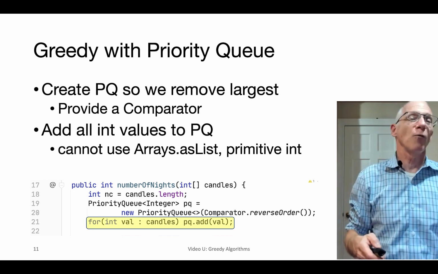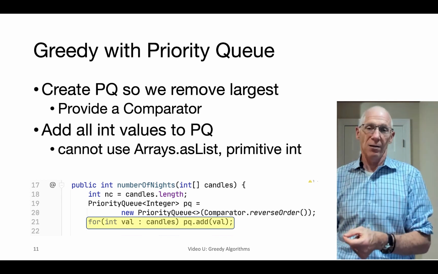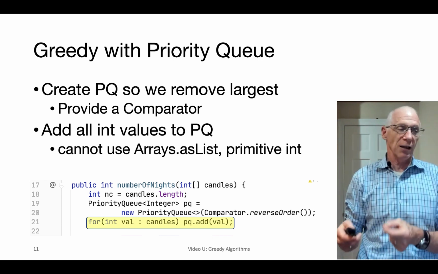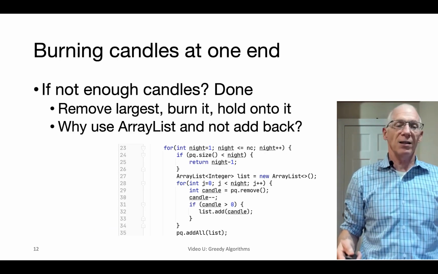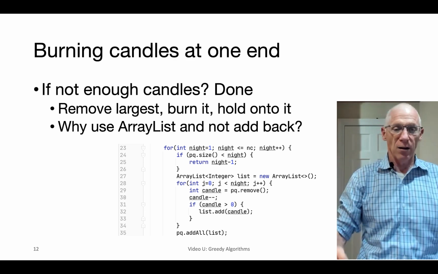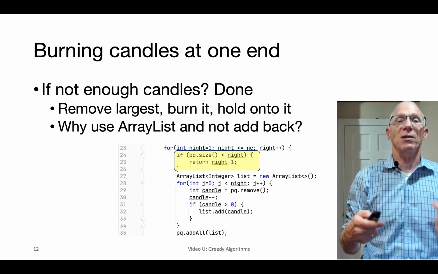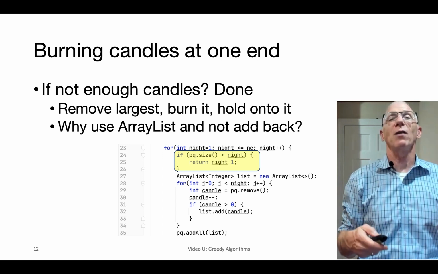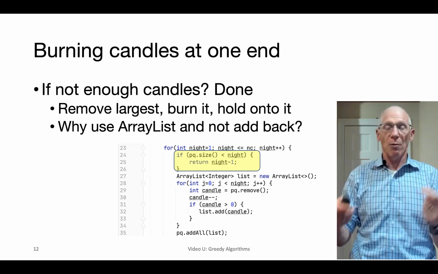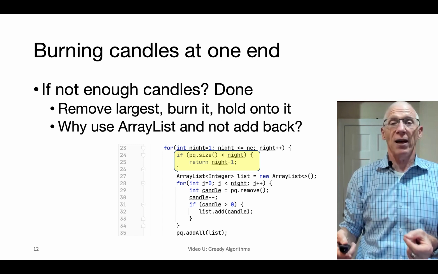We have to loop over the int array parameter candles. We can't use Arrays.asList because it's an array of primitive types, not an array of objects like String. Then we go to the next stage of the algorithm, where we iterate for every night, and we remove something from the priority queue that will be the largest candle. If the priority queue doesn't have enough elements, we stop. In the same way as with the sorting method, we stop.